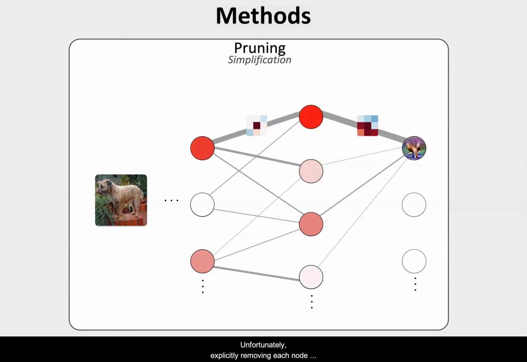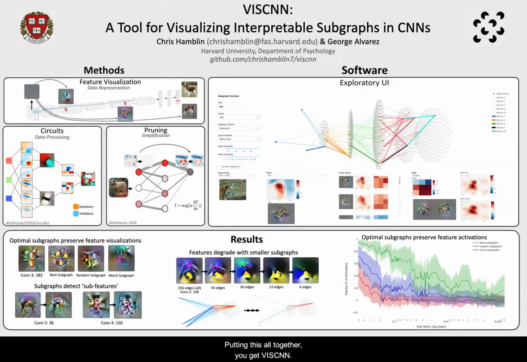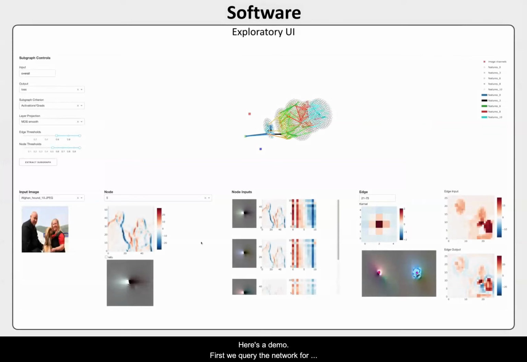Unfortunately, explicitly removing each node and edge then running the model forward would take forever, but drawing from neural network pruning research, we can approximate the importance scores of each graph component as its activations times the gradients from our target feature, averaged over the activation map and across images. Putting this all together, we get VISCNN. Here's a demo. First, we query the network for features important for border collie images, then multiple dog breeds, then for features important for dog breeds over and above their general importance.